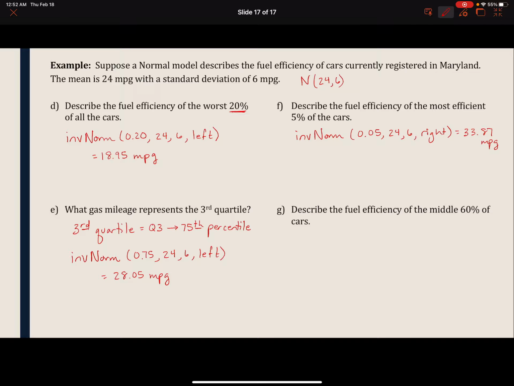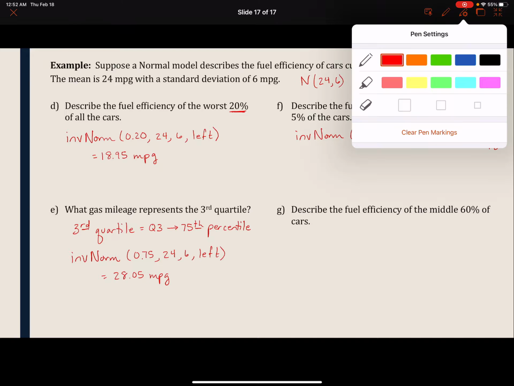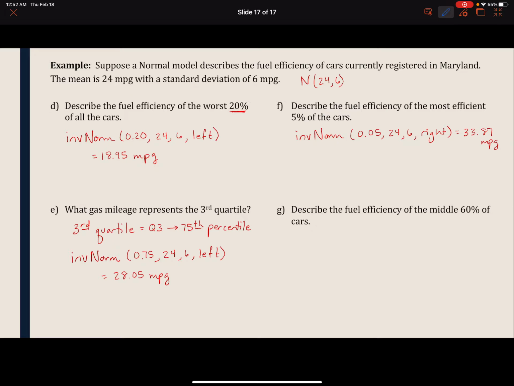If you have the older calculator, you're going to have to convert this to a left area, which means you're going to have to subtract that 5% from 100%, and you want to enter 95. And that's the left percent, and you'll get the same answer.